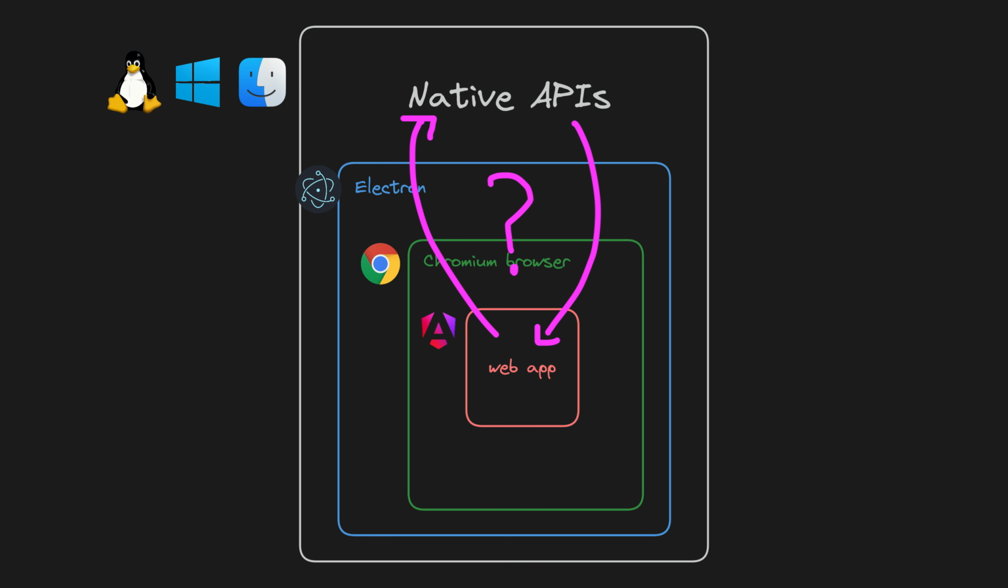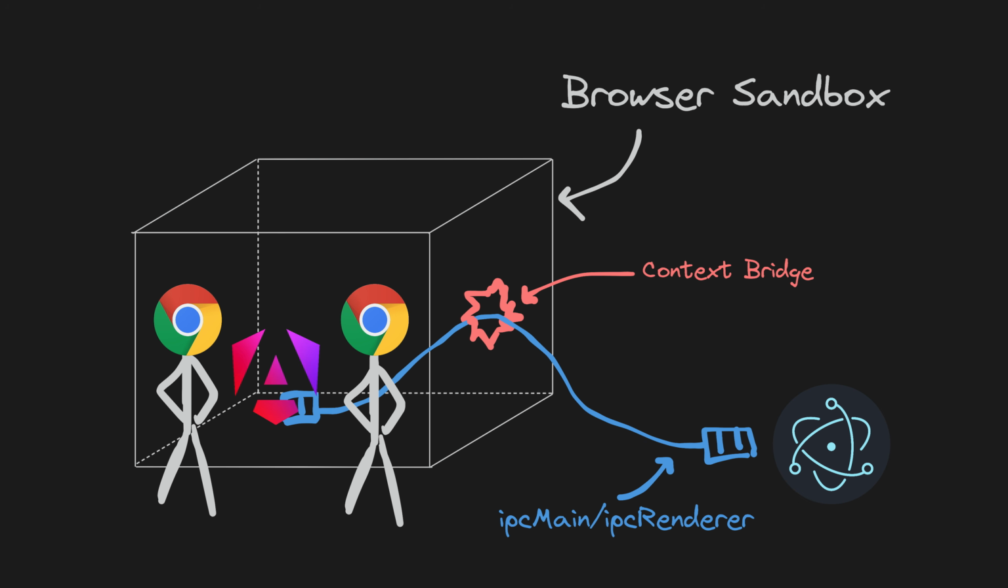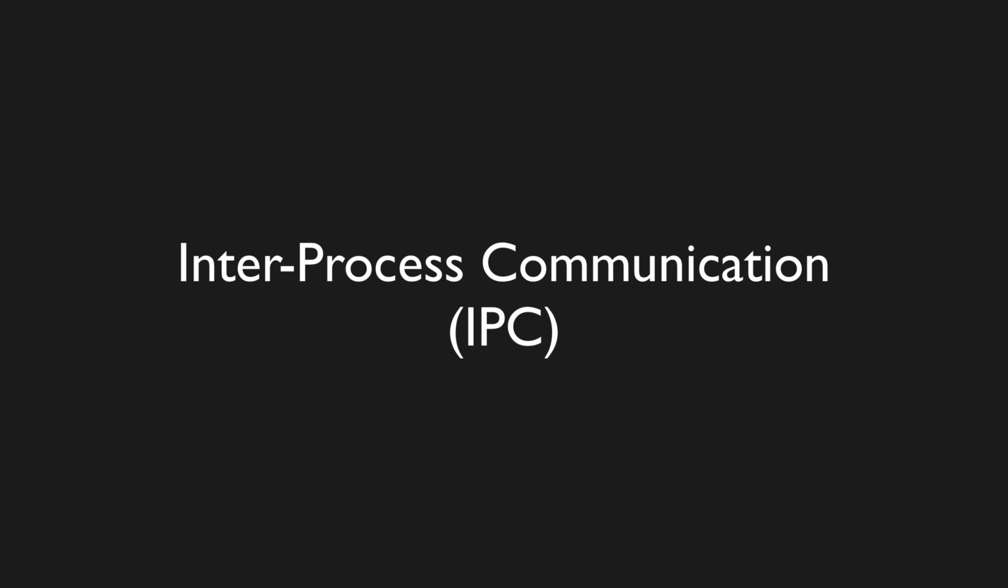Essentially, Electron smashes a little hole through the wall of your web application's jail cell. And through that hole, it passes one of those tin can telephone things that kids used to play with. Electron refers to this method as inter-process communication, or IPC. Let me show you an example.